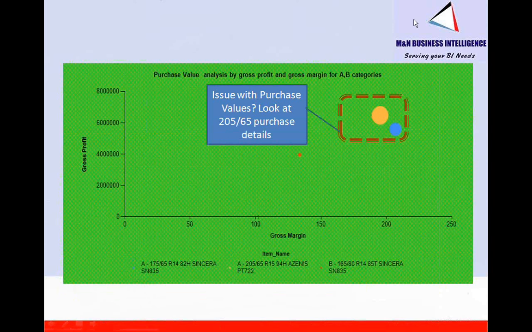So there is probably an issue with this particular item, 205 by 65. We go on to the next and look at the purchase value. We look at the gross profit here and the gross margin here, and we look at the purchase value. Here you see these circle sizes should be the same, and the yellow circle size is more. So you have to probably look at the purchase details of the 205 by 65.